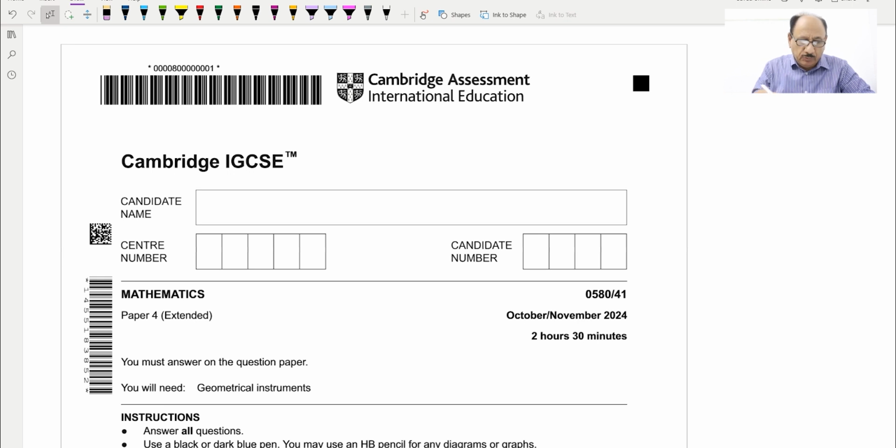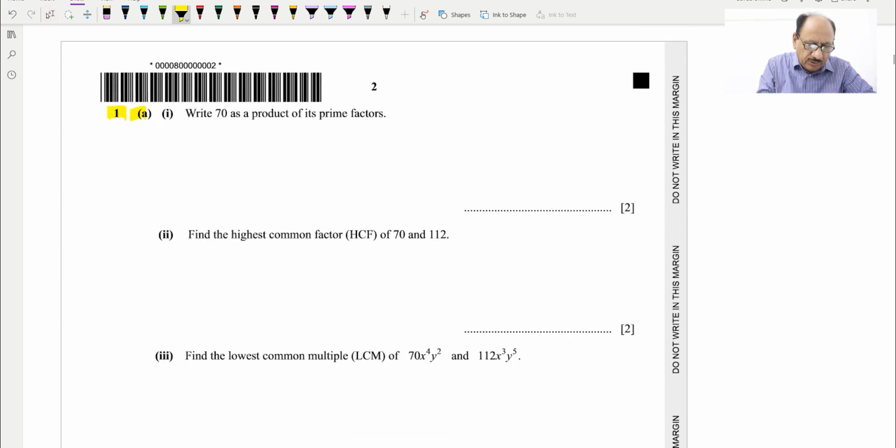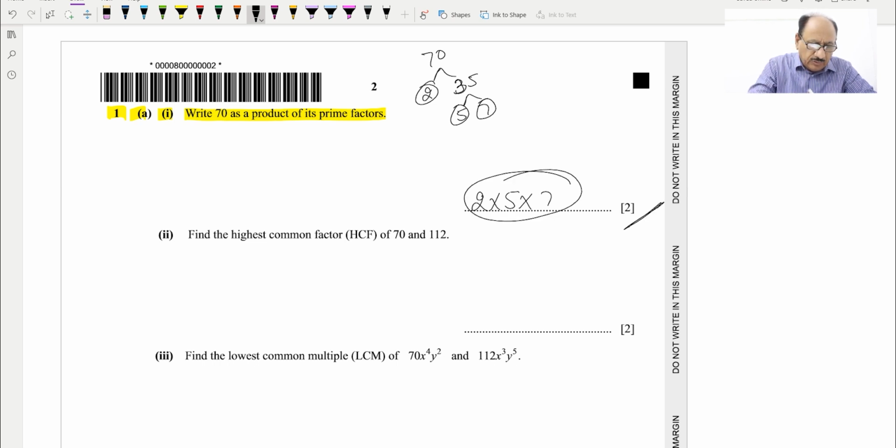Hello everyone, today we'll be going through IGCSE Cambridge Mathematics Paper 4 Extended 0580 41 October November 2024. Let us move to question number 1A part I. Write 70 as the product of its prime factors. So 70 we can split into prime factors like 2 and 35, and then 5 sevens are 35, so 2 into 5 into 7. This is the 2 marks part which we have done.